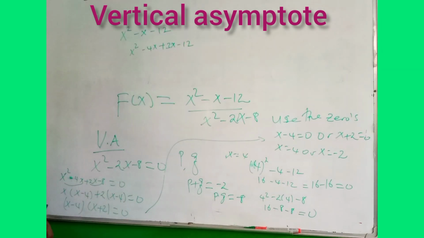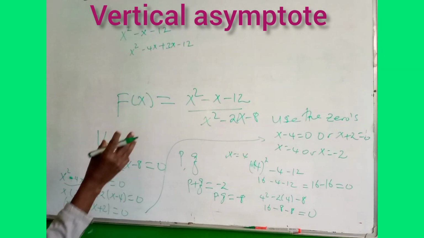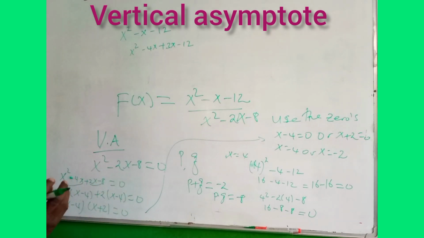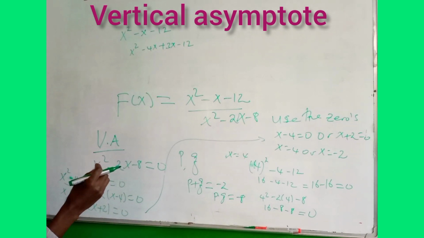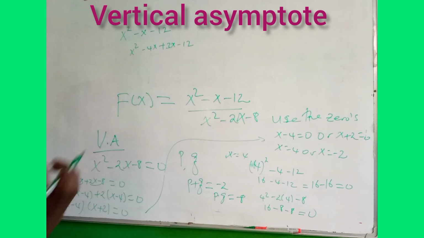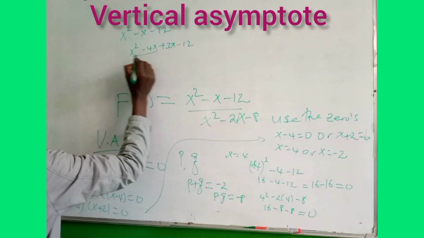We are looking for factorization. To factorize this one, we have to pair the two expressions and then look for the common expression. So we have to do it like this.